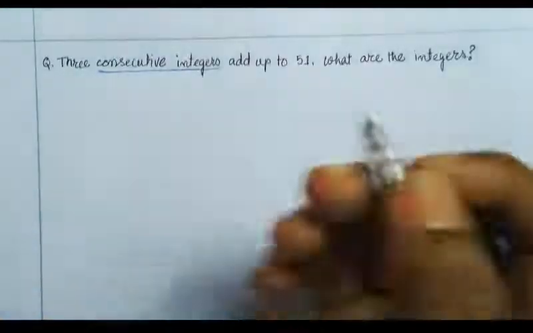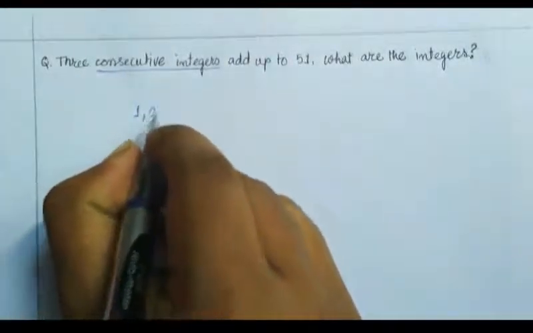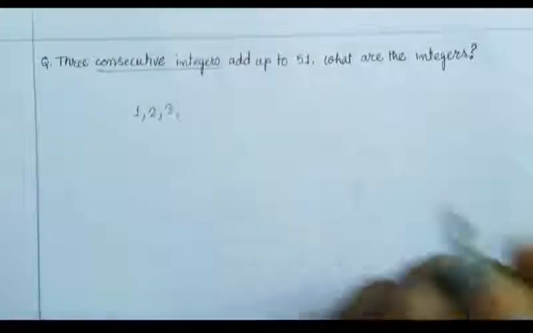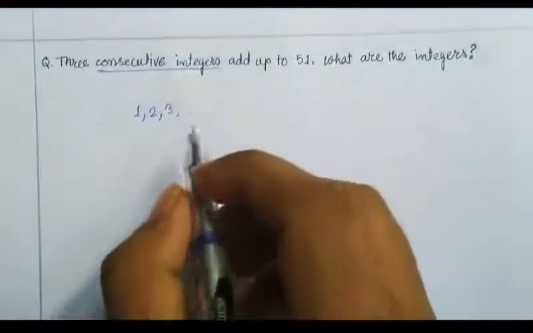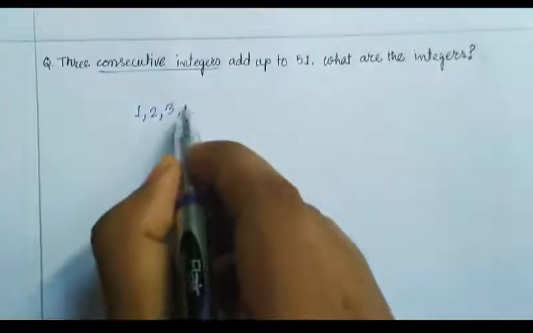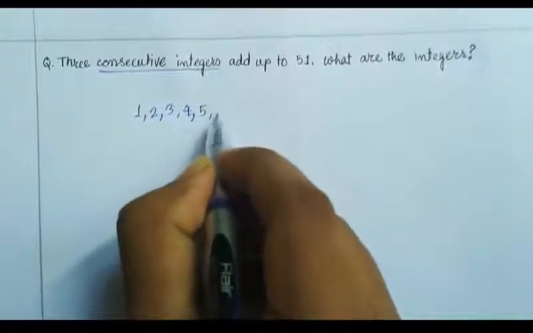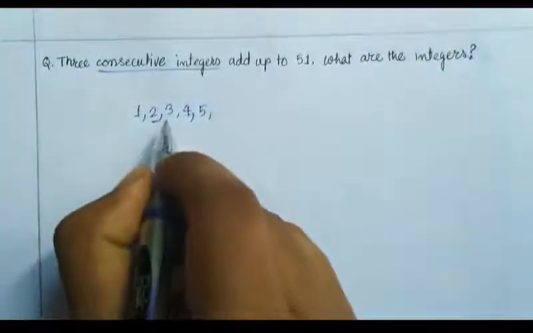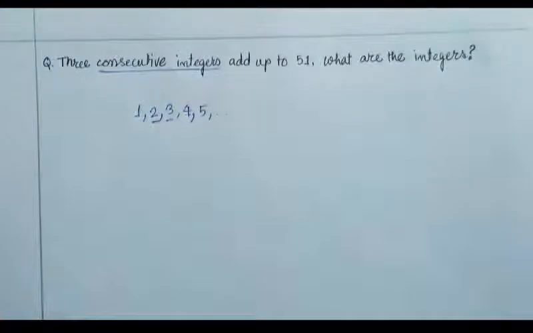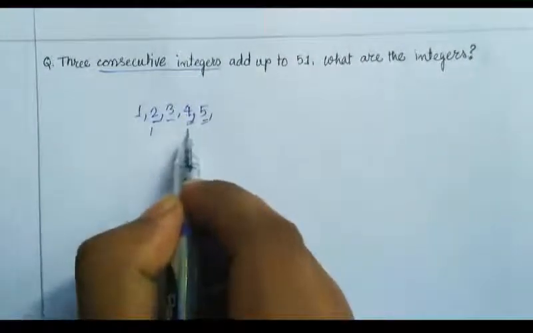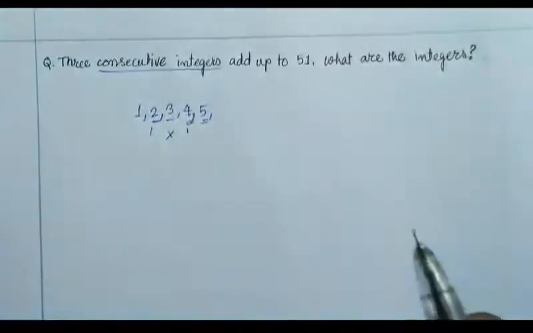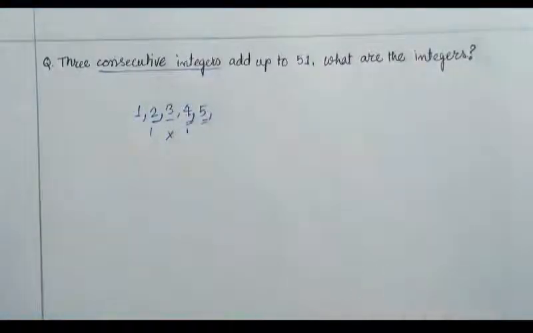We all know what integers are. Numbers like 1, 2, 3, etc. are all integers. The numbers that come one after another are called consecutive integers. Like 2 and 3 are consecutive integers, like 4 and 5 are consecutive integers, but 2 and 4 are not consecutive integers. So that is an important concept to remember.